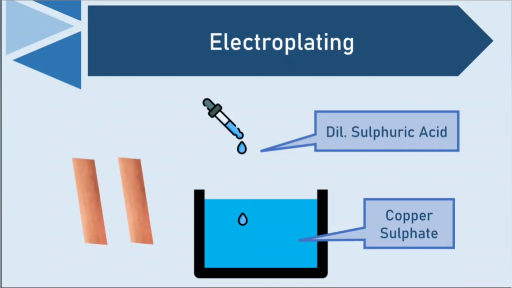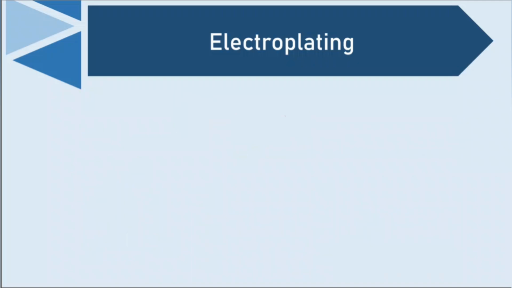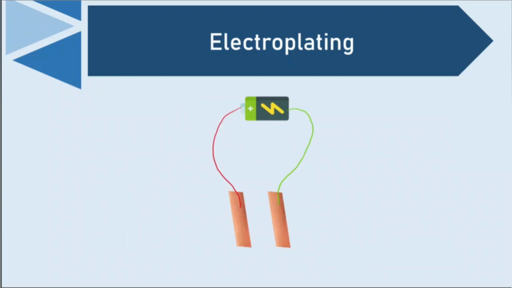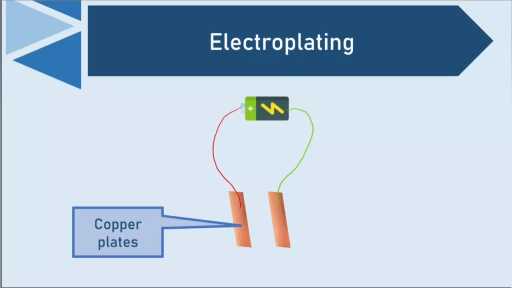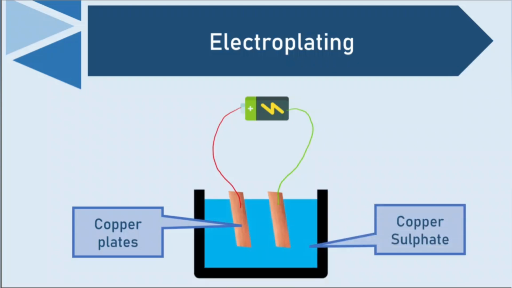We also need two copper plates. Ensure to rub them with a sandpaper so that there is no rust. We don't want rust or any unwanted impurities on them, which can disturb the experiment. Now let's connect a circuit with the copper plates with the loose ends of a wire connected to these plates. Dip these copper plates in a copper sulfate solution.